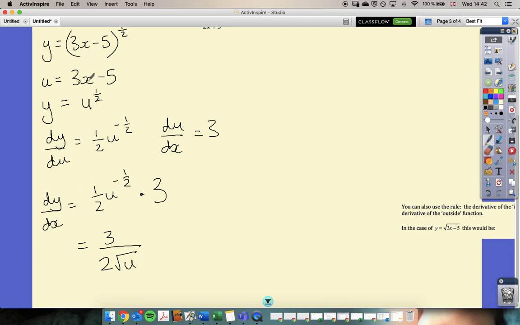And then finally I'm going to substitute this in because really I want it in terms of x. So dy by dx is 3 over 2 root 3x minus 5. Okay, not a question we could have attempted at the moment in any other way.